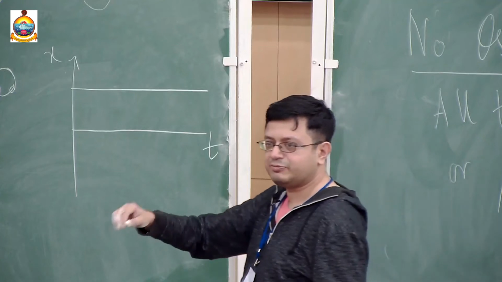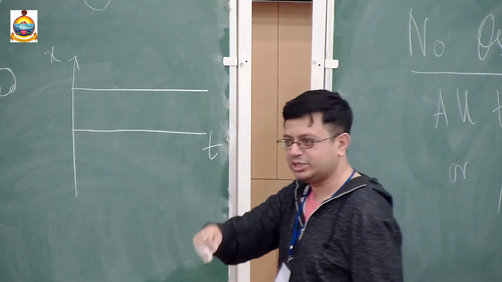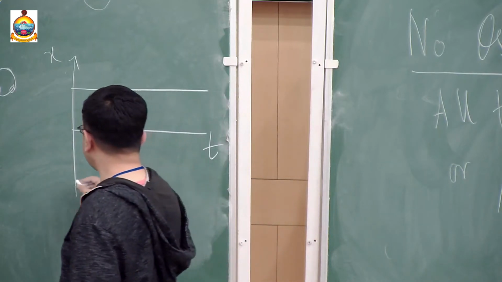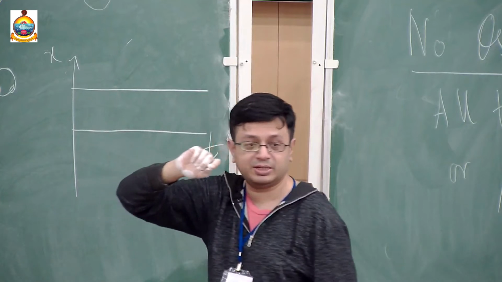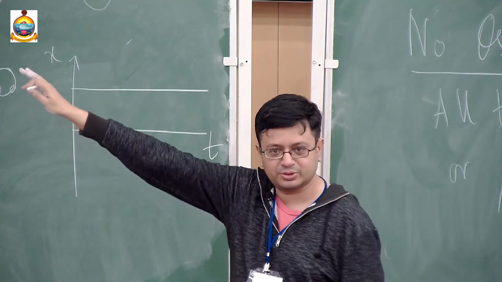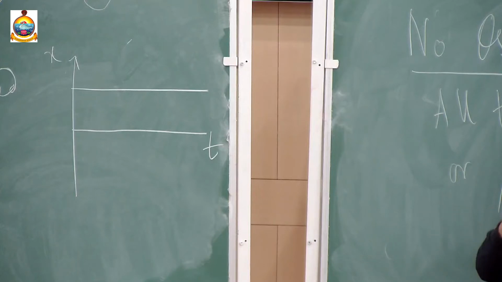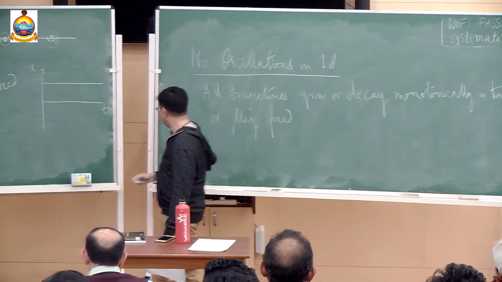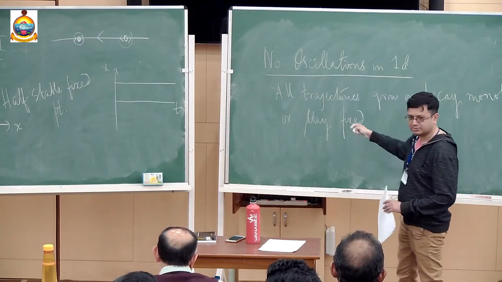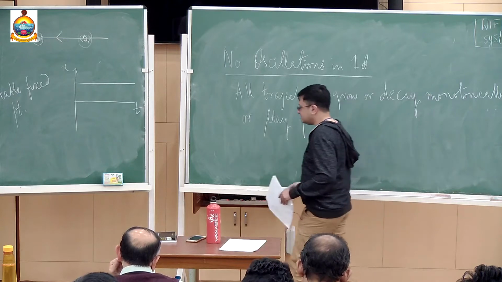So if you start from a stable fixed point, you don't grow or decay, you just stay there. While this is not a stable fixed point. If you start exactly from the fixed point, you remain there, but either way, you either grow or decay, but oscillations are not possible. So, let me just tell you briefly why you cannot have oscillations.